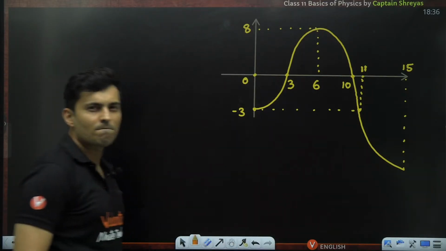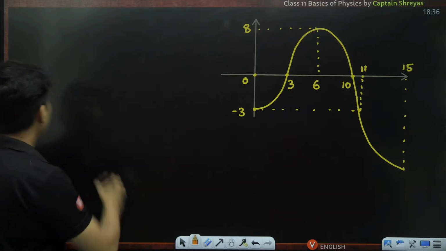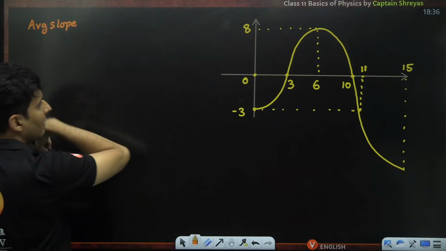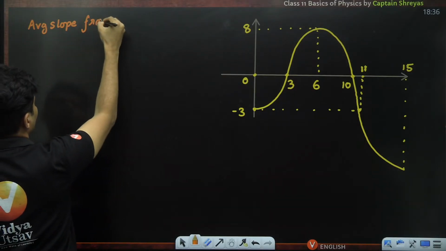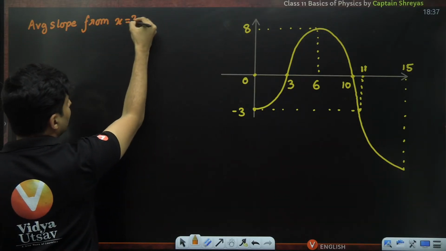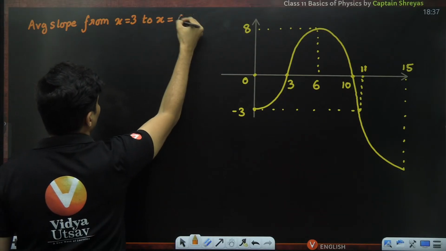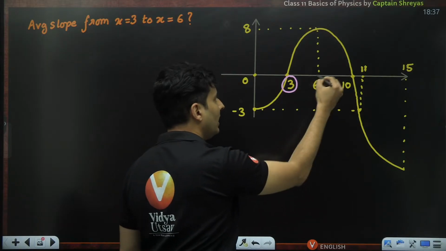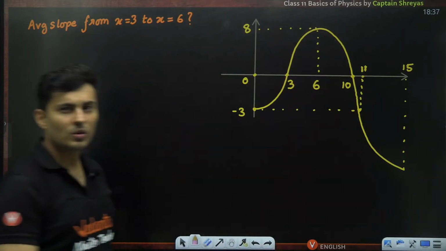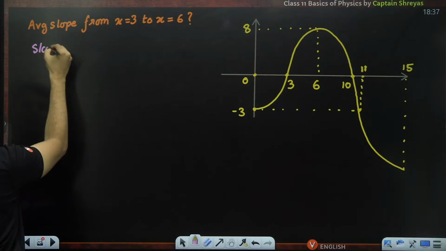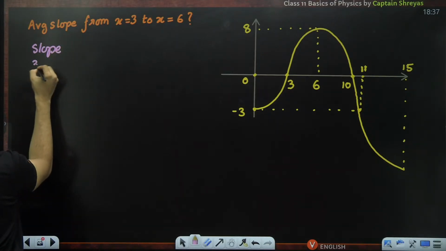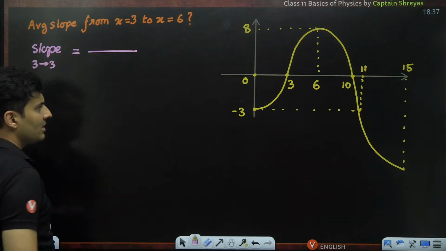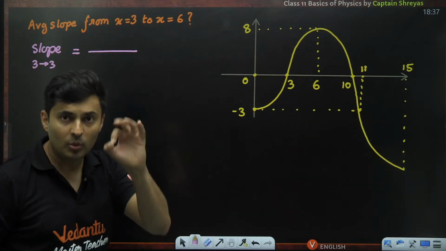Can you tell me, what is the average slope from x is equal to 3 to x is equal to 6? That is the question. So the slope is asked. So let me put it over here. Slope from x is equal to 3 to x is equal to 6. So that will be change in y upon change in x.